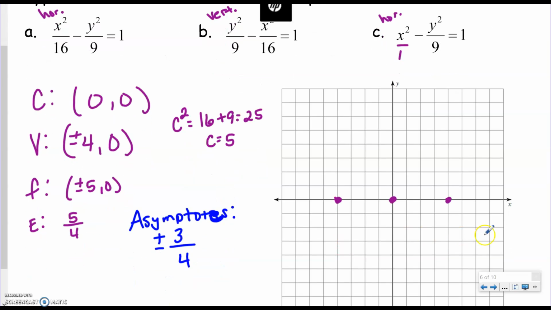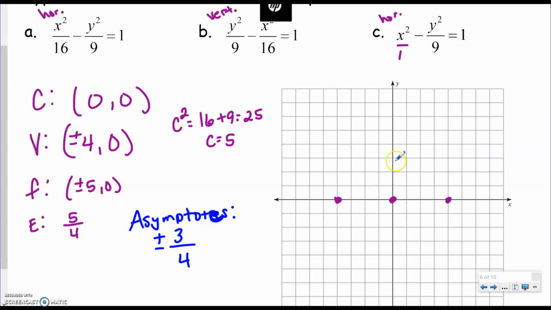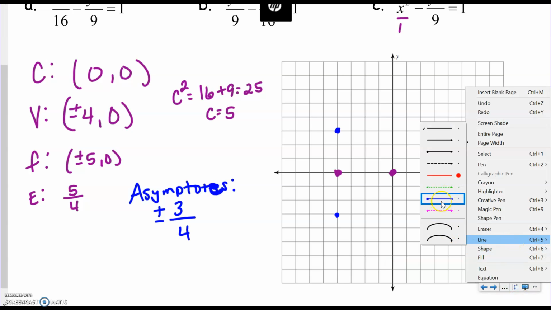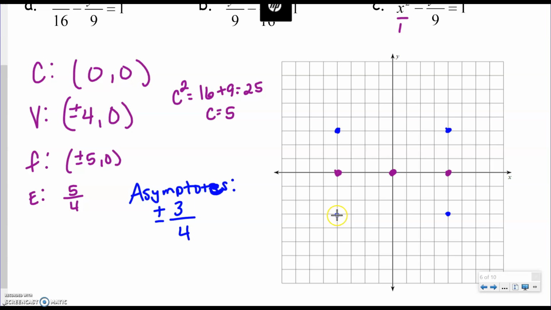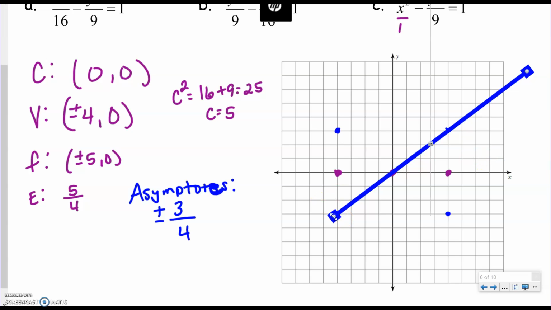And then I'm going to use my asymptotes, and I'm going to draw kind of like a rectangle in here. So from my center, I'm going to go up 3 over 4 in both directions. That's why I put the plus or minus on there. I'm going to go down 3 and over 4 in both directions. And I'm going to draw my asymptotes in. I'm going to go ahead and get some lines here. I'll extend these in a second and make that not so large. Make it dotted.